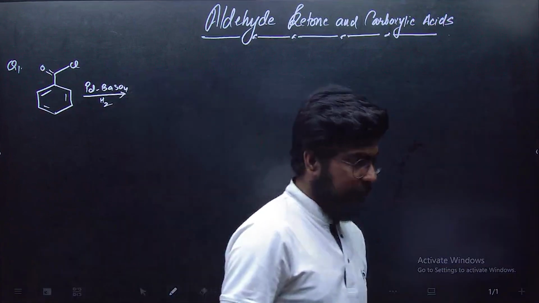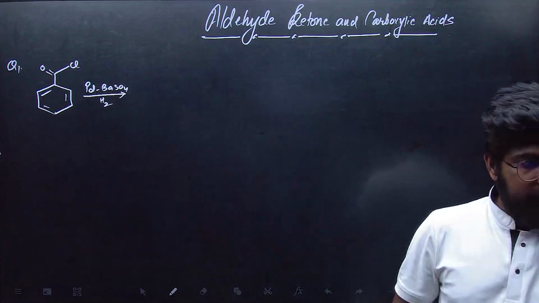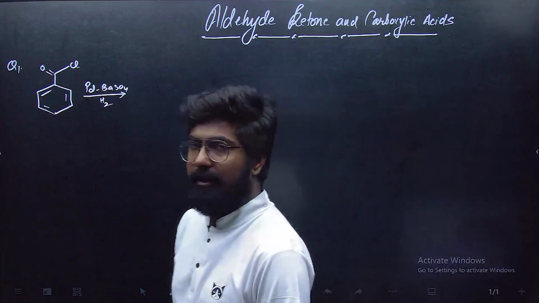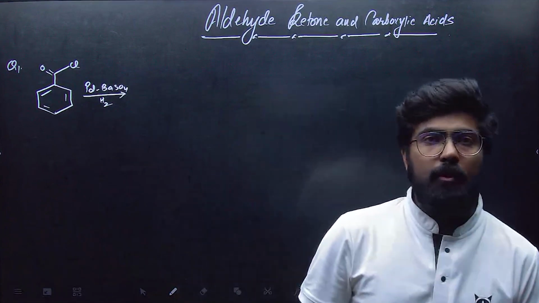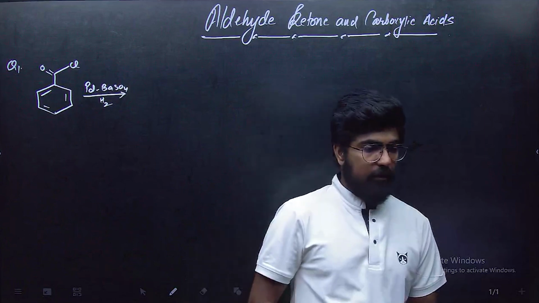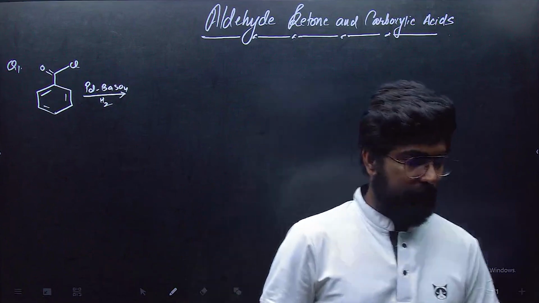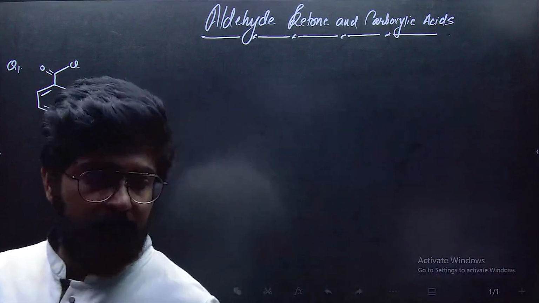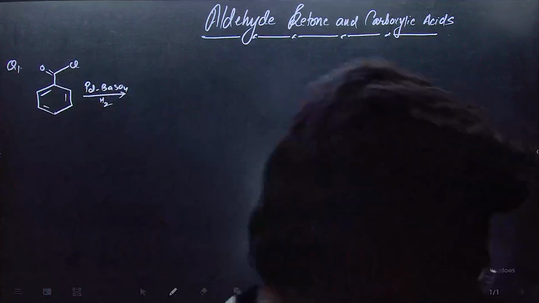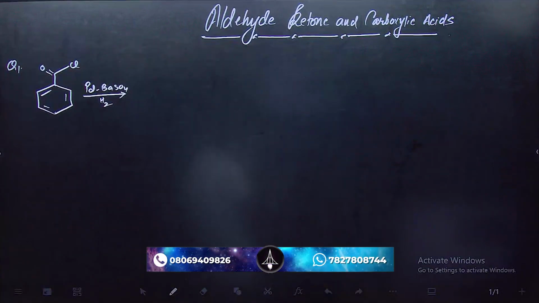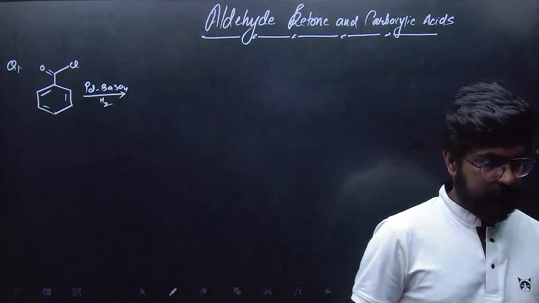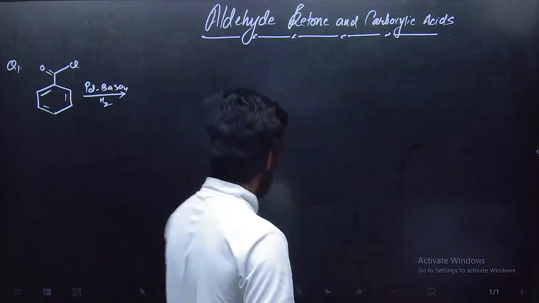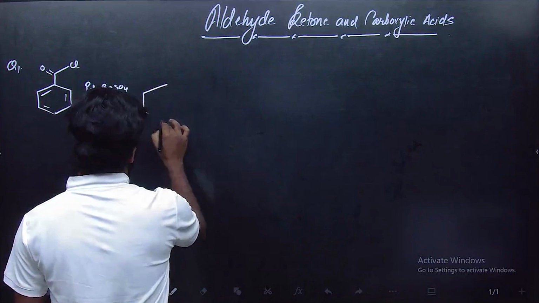So what will be the product? You can easily identify that whenever there is palladium barium sulfate in presence of H2, you can identify it as Rosenmund. But other than that, what will be the product of this reaction? Benzaldehyde. Great. Benzaldehyde.